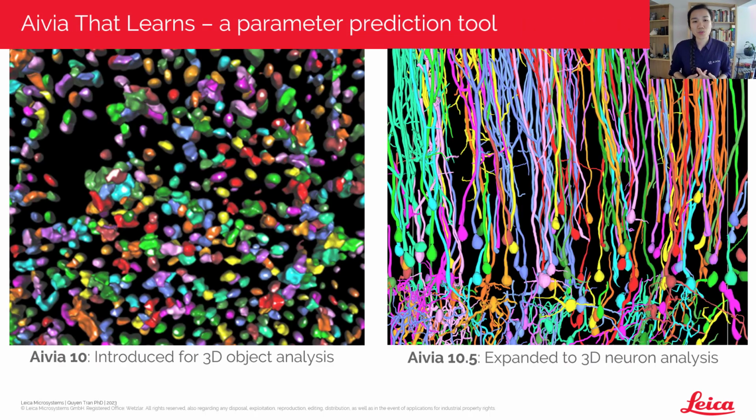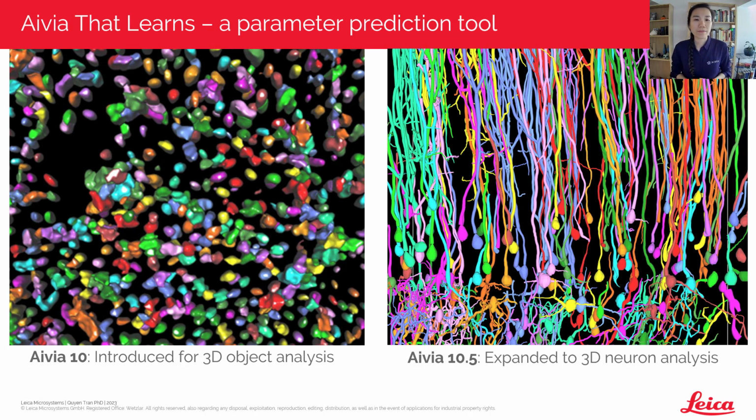Another update in Aivia 12 deals with Aivia that learns. For those who are unfamiliar, Aivia that learns was introduced in Aivia 10 for 3D object analysis. Essentially, you click a button, Aivia then examines your image, and using our Aivia that learns deep learning model, predicts the recipe parameters for you. This essentially provides you with a starting point for your detection.